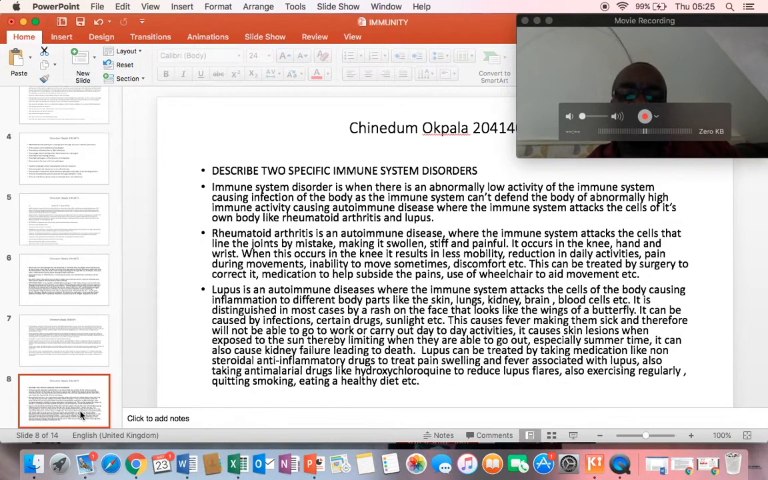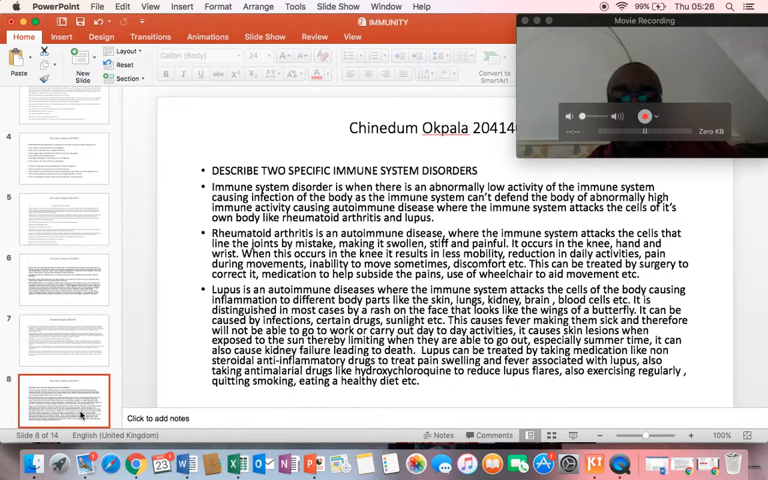This causes fever, making them sick. Therefore, they will not be able to go to work to carry out day to day activities. It causes skin lesions when exposed to the sun, thereby limiting when they are able to go out, especially in summertime. It can also cause kidney failure, leading to death.